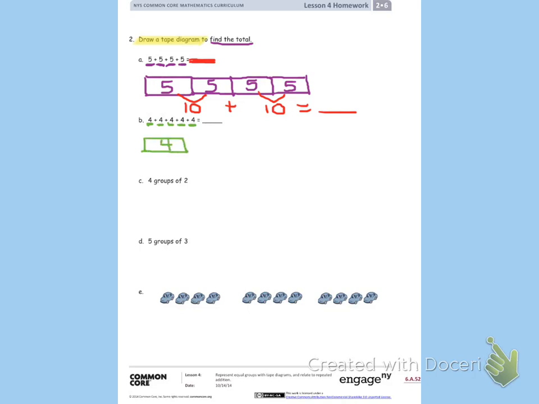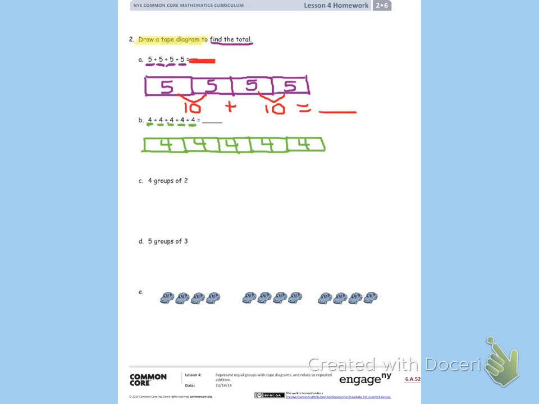This is one group of 4, 2 groups of 4, 3 groups of 4, 4 groups of 4, 5 groups of 4.